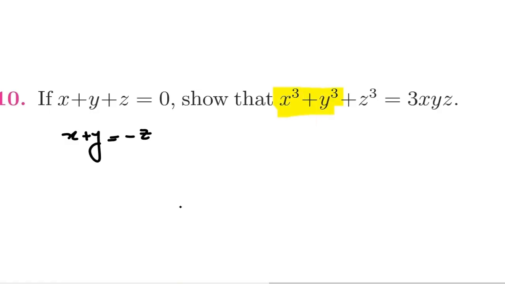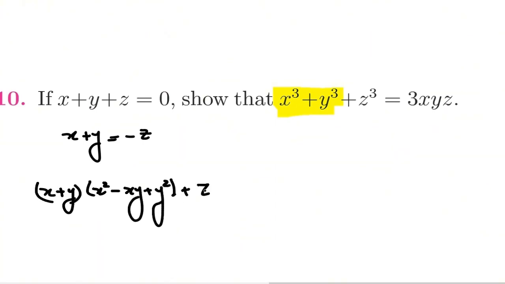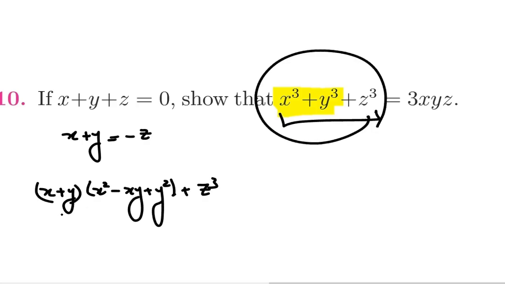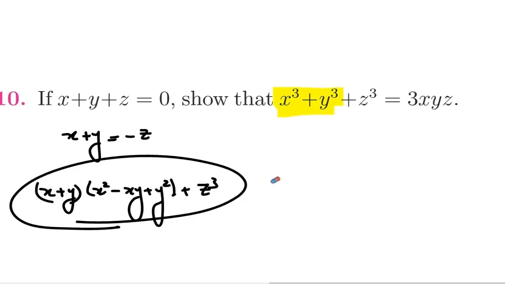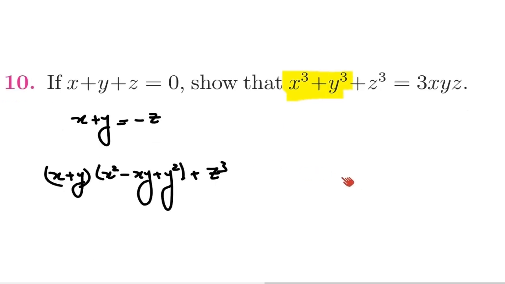Let's expand it using the sum of two cubes. So we expanded x cubed plus y cubed as (x plus y) times (x squared minus xy plus y squared), plus there's z cubed. This is the left side of the equal sign. This is what we're interested in. In the end, we're going to try to arrive at this, and we'll have shown that the left side equals the right side. Now it says that x plus y equals minus z.